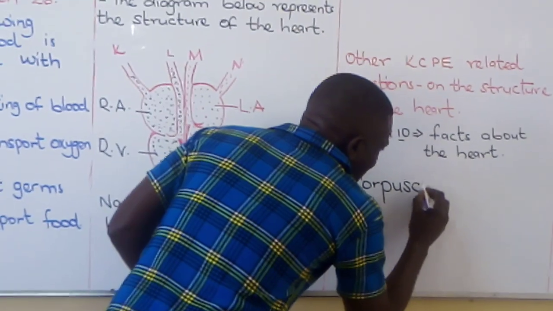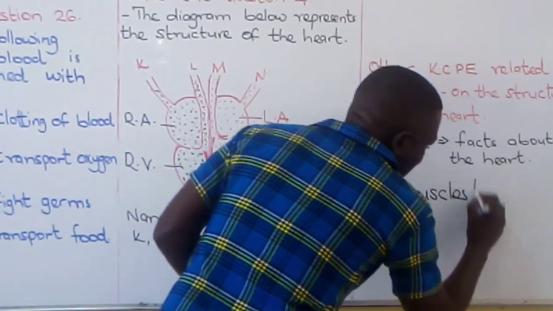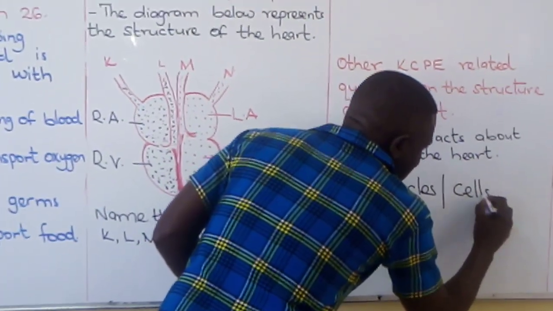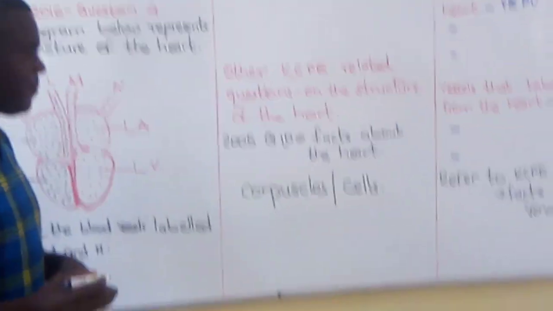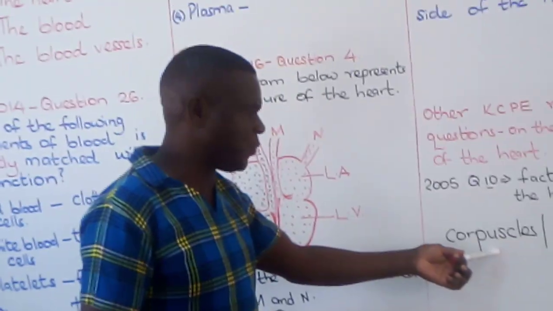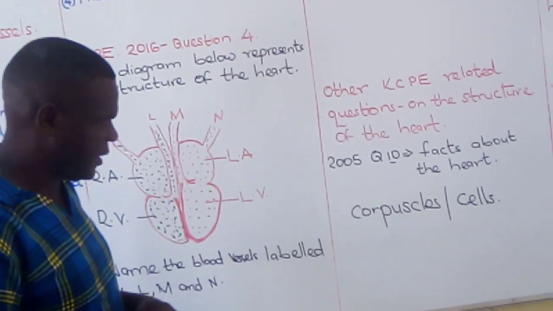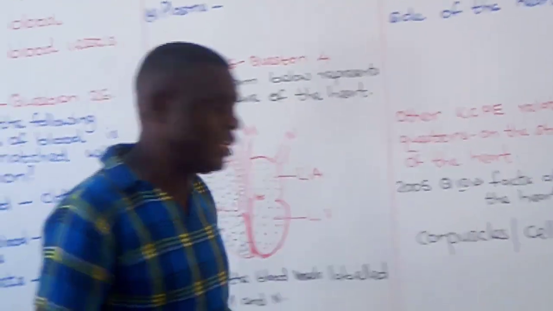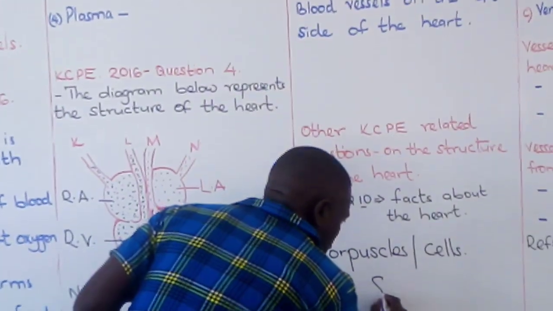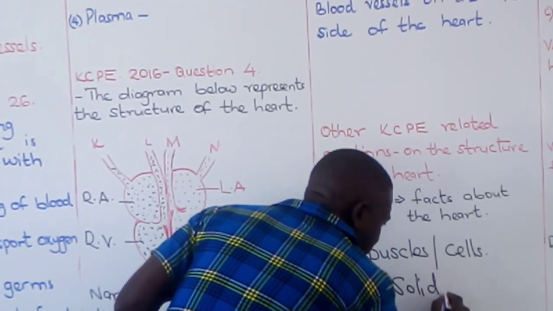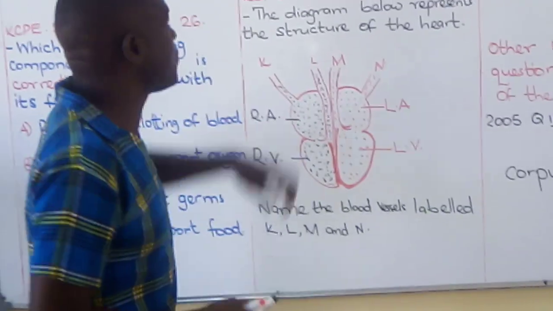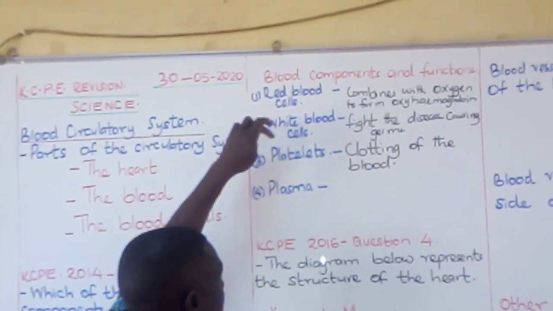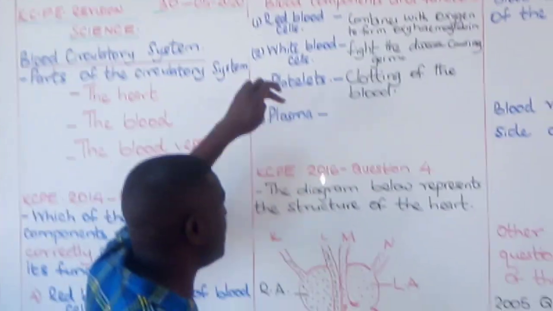Blood corpuscles, or blood cells. I hope I'm right with the spelling of corpuscles. These are the solid part of the blood. The solid part of the blood is called the corpuscles or the cells. That's where we have the white cells, the red cells, and the platelets.